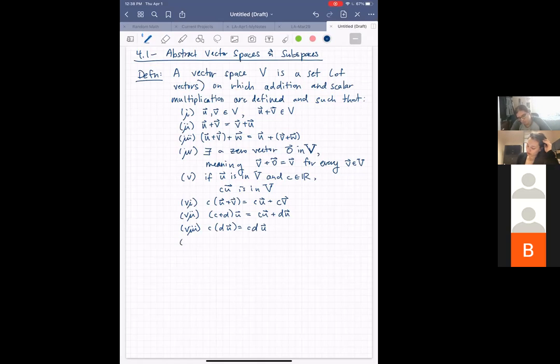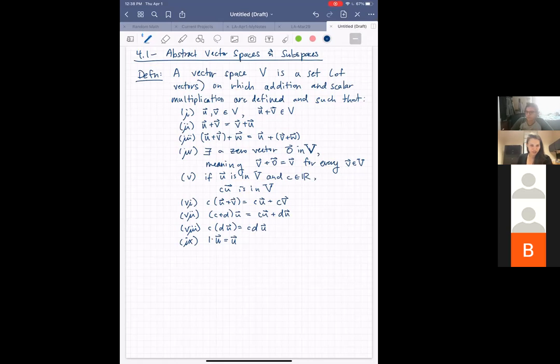And then we also have that multiplying by 1 is, let's see, how do I do? I just never get this far. So that was a strange moment. Okay. The scalar 1 times u does not change the vector, so that's equal to u.